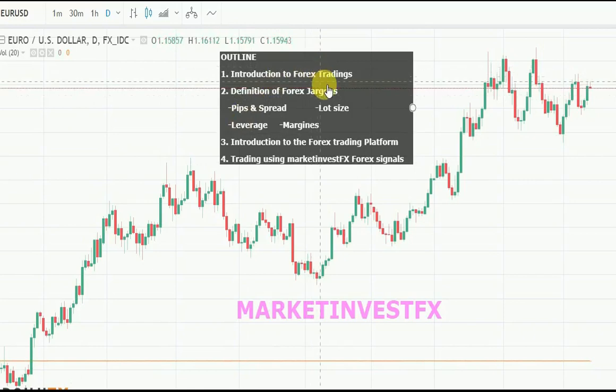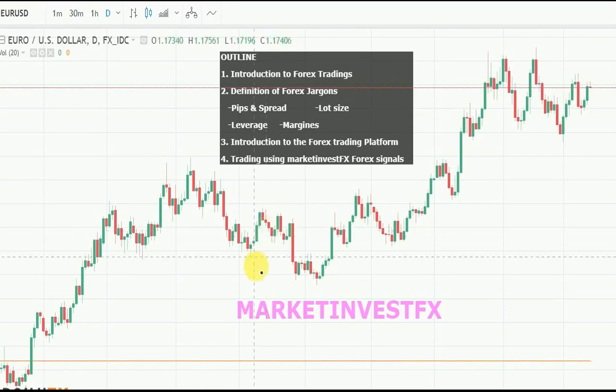Introduction to Forex trading. Now, what is Forex trading? Forex trading has to do with you predicting that the value of an asset or a currency pair, stocks, commodities, indices, will either appreciate or depreciate, and you make your money based on those predictions.